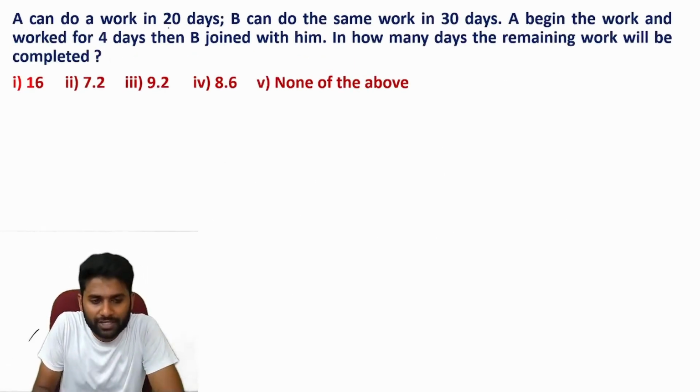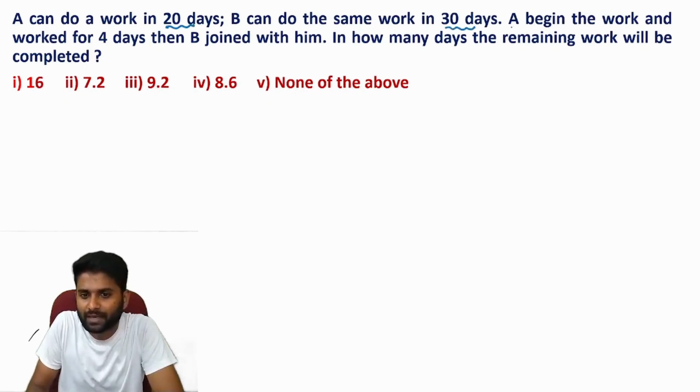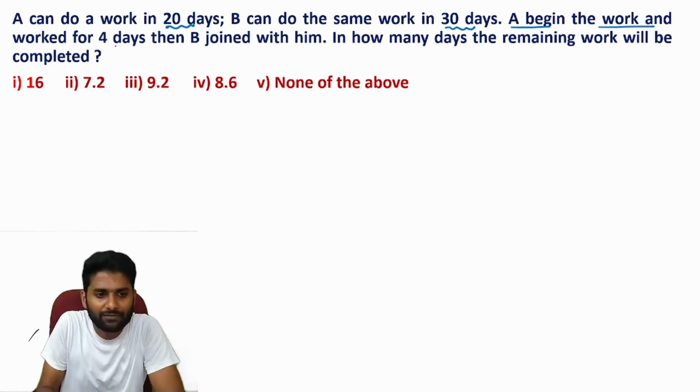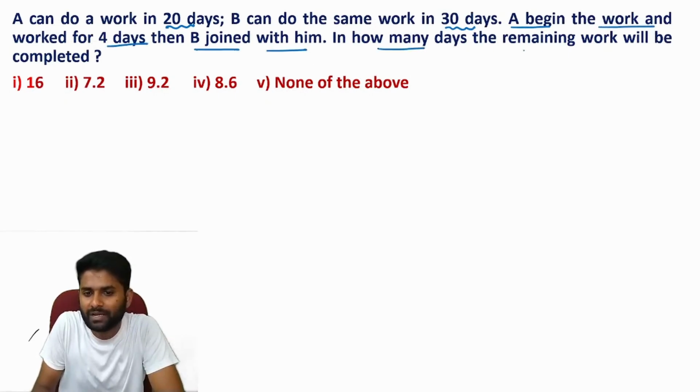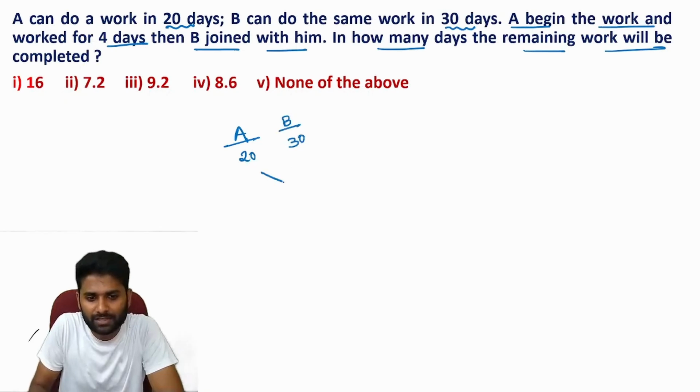A can do a work in 20 days. B can do the same work in 30 days. A began the work and worked for 4 days, and B joined him. In how many days will the remaining work be completed? So A will complete the work in 20 days. B can do the same work in 30 days. The total work is 60 units. A's efficiency is 3 units. B's efficiency is 2 units.